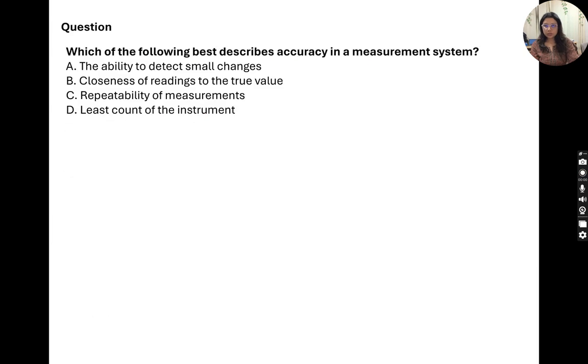Starting with the first question. Which of the following best describes accuracy in a measurement system? They are asking how we can measure the accuracy. First is the ability to detect small changes, second the closeness of readings to the true value, third repeatability of measurements, or fourth the least count of the instrument. How can we describe accuracy in a measurement system?